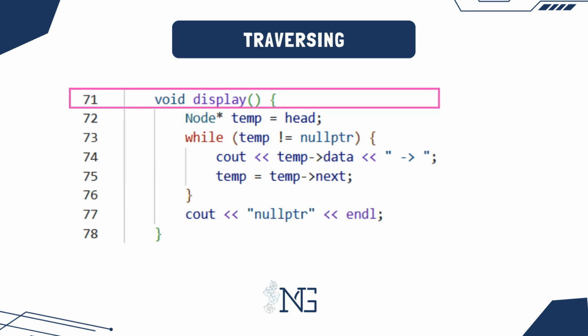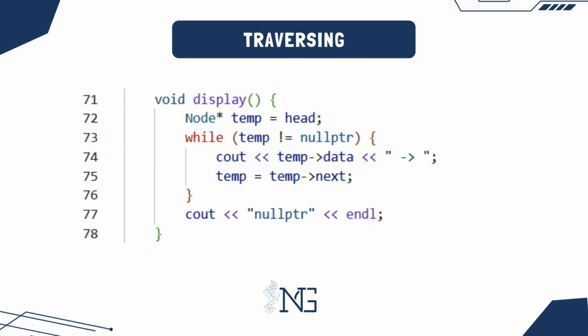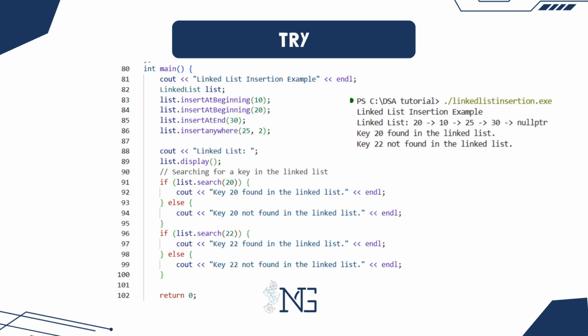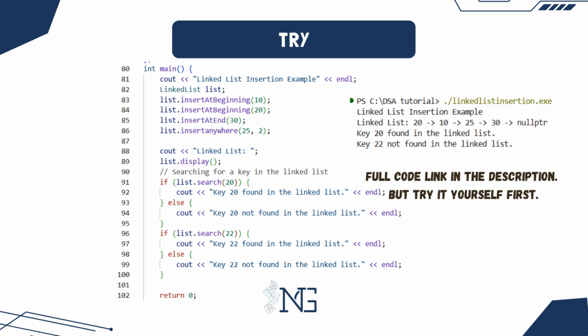This function prints the entire linked list from head to tail, ending with nullptr to show the end of the list. Now it's your turn. Try to write the code to insert a new node at the end of the linked list. Use the concept we just learned. Create a new node and connect it after the last one. If you get stuck, don't worry. I've added the full code link in the description so you can check and compare your solution anytime.